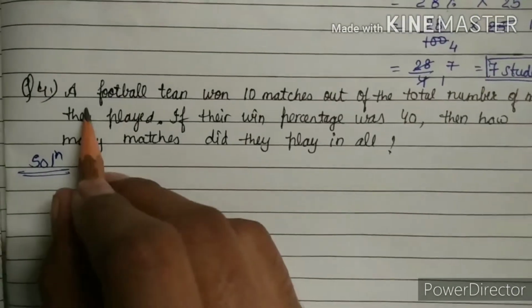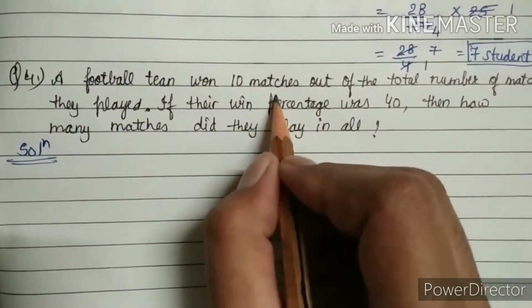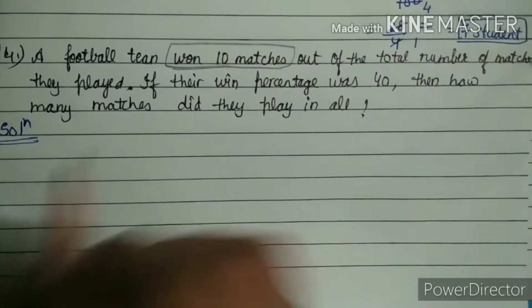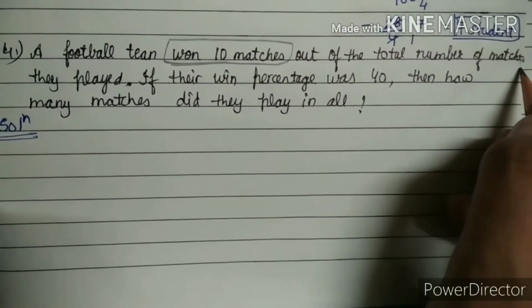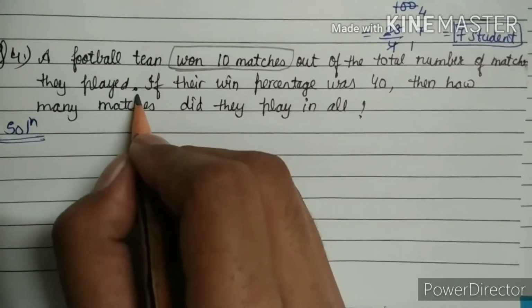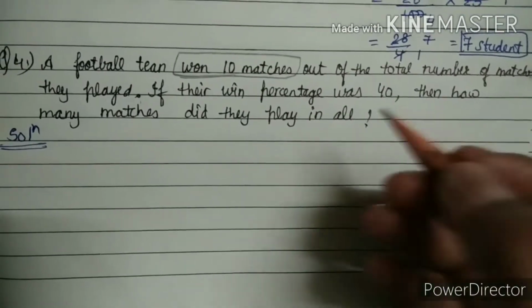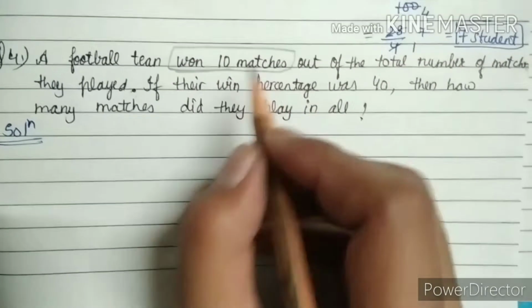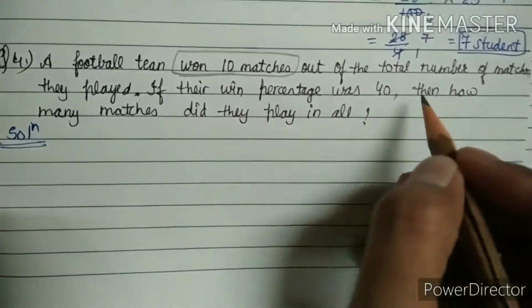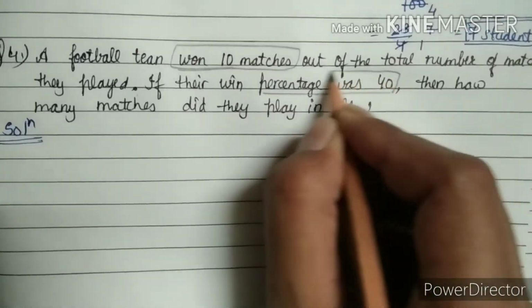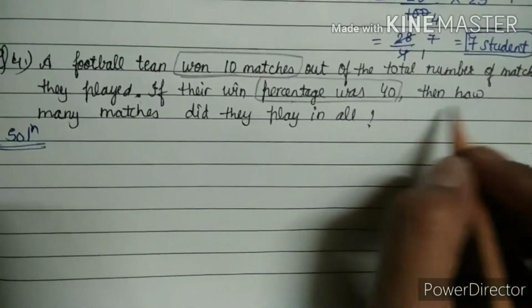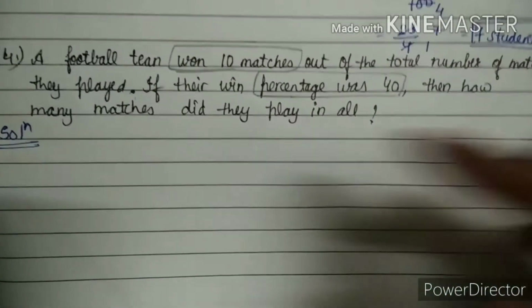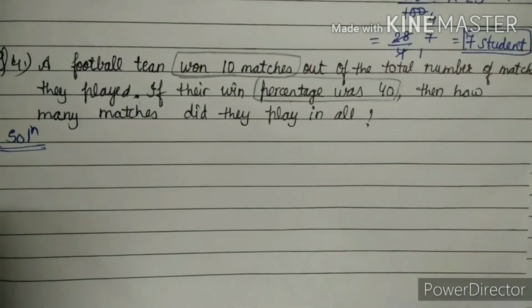Question number 4: a football team won 10 matches. Total 10 matches the football team won out of the total number of matches they played. Whatever the number of matches they played, out of that many they won 10 matches. If their win percentage was 40, then how many matches did they play in all? So the total number of matches they played, that we have to find.